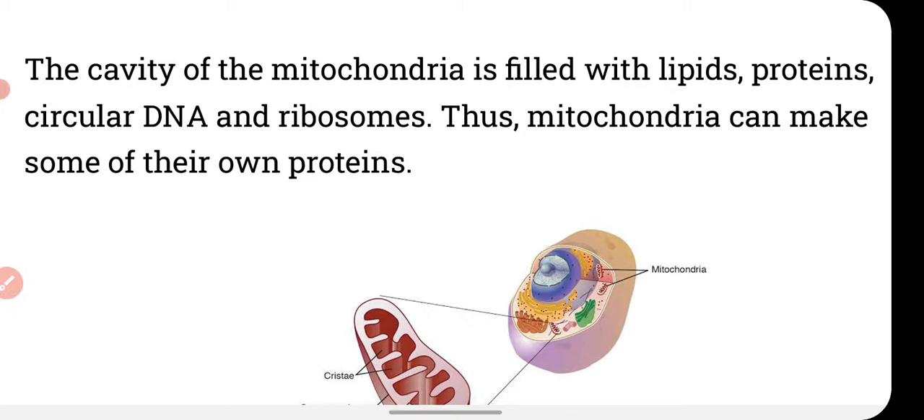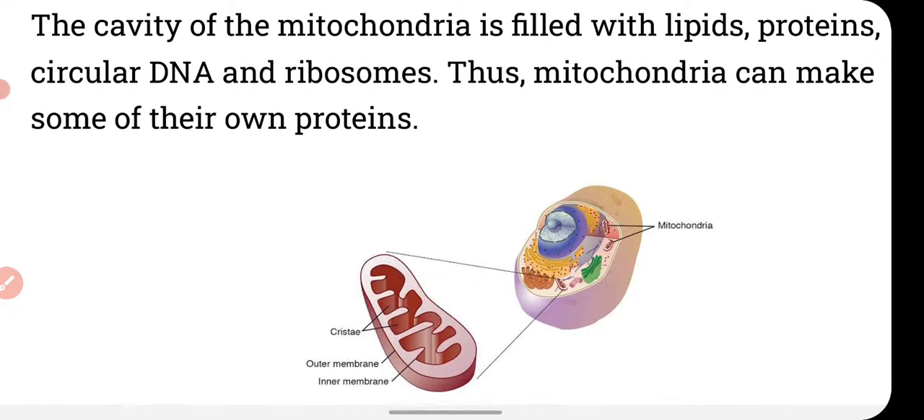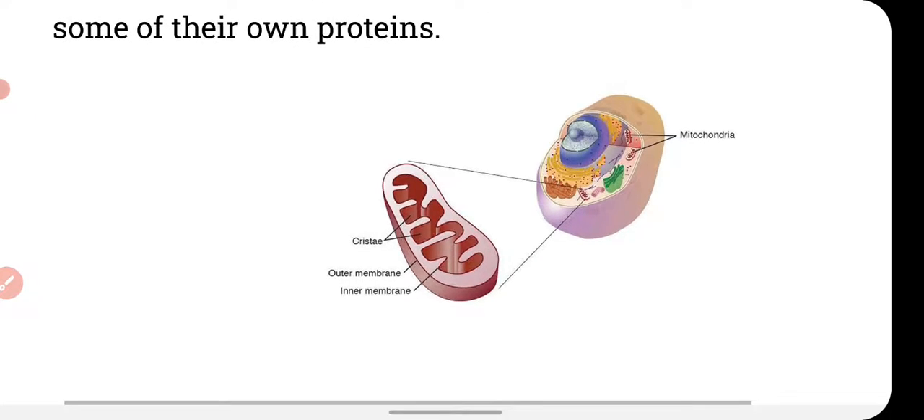Thus mitochondria can make some of their proteins, क्योंकि माइटोकॉन्ड्रिया के पास प्रोटीन बनाने के लिए राइबोसोम्स भी होते हैं, इसीलिए ये अपना प्रोटीन भी बना सकते हैं. And they have the DNA as well.